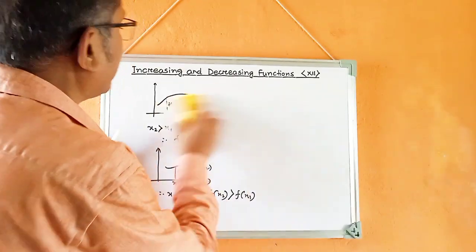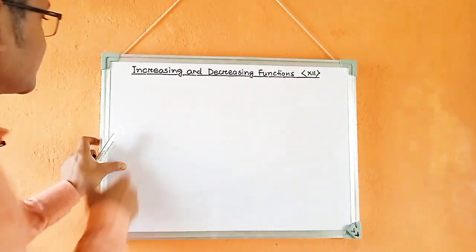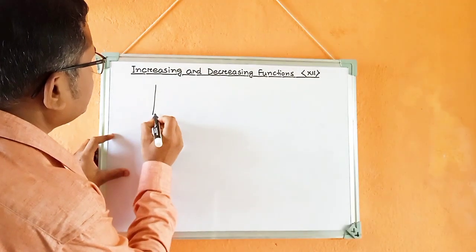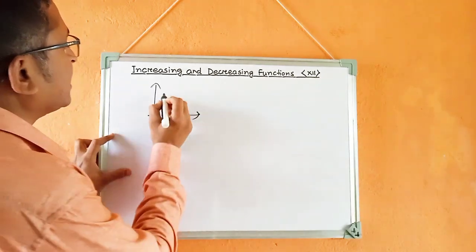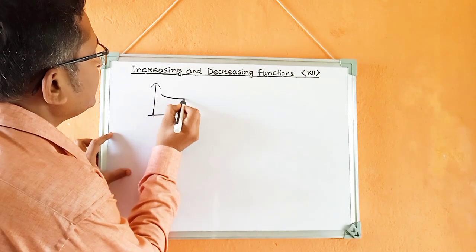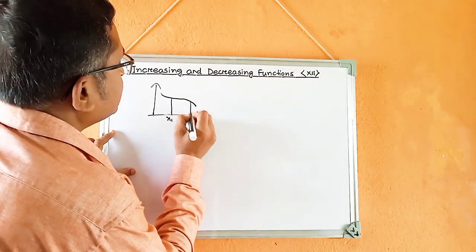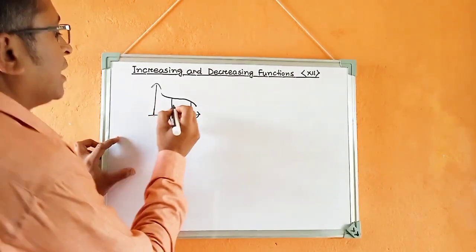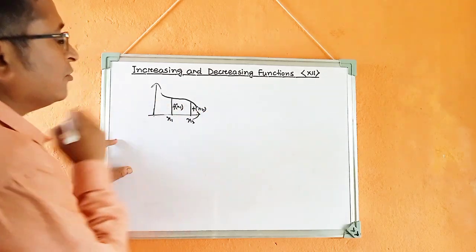Again we use the graph to better understand the decreasing function. Okay, see, this is the x-axis, this is the y-axis. Suppose it goes this way. Here is x1, here is x2. Now here is f(x1), here is f(x2). This is the value of y.